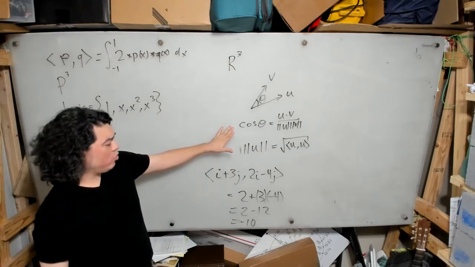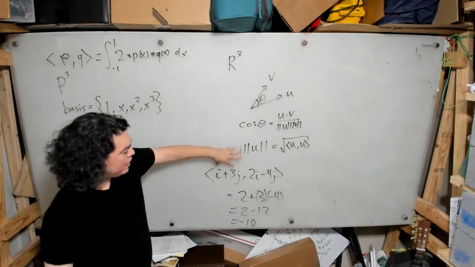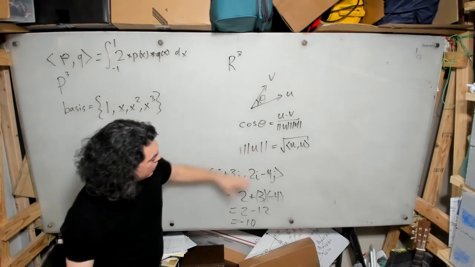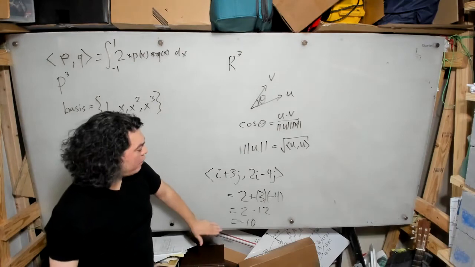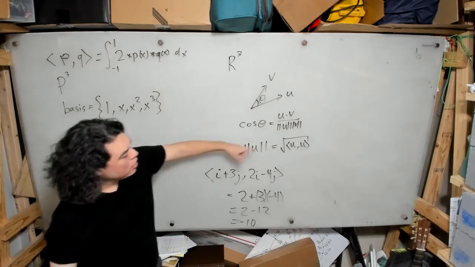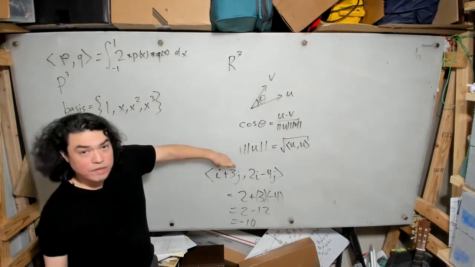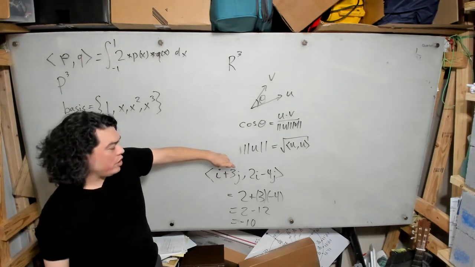What I would have to do is, for example, let's say this one was u, let's say this one was v. Here is the u dot v, in other words, the numerator of this fraction. And then for the denominator, I would calculate the magnitude of u by taking the dot product of this with itself and square rooting that.